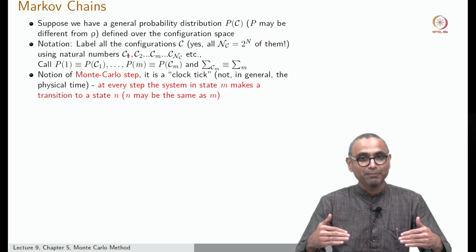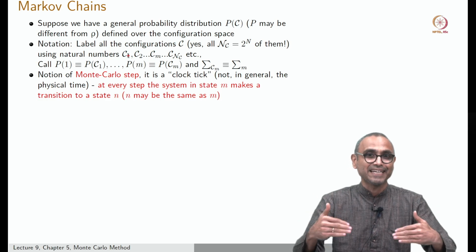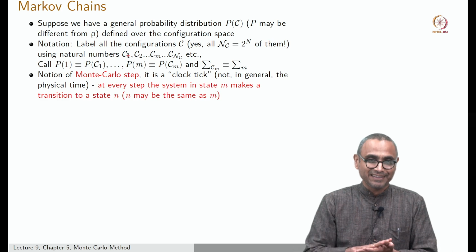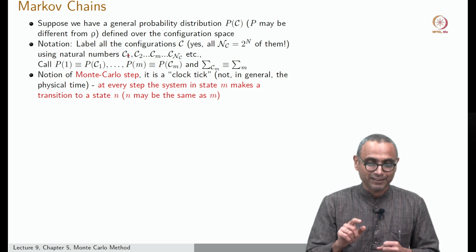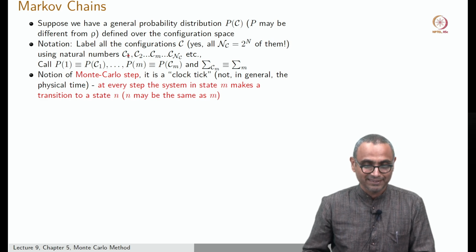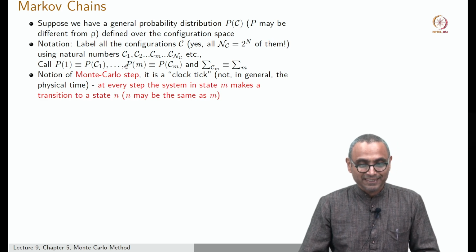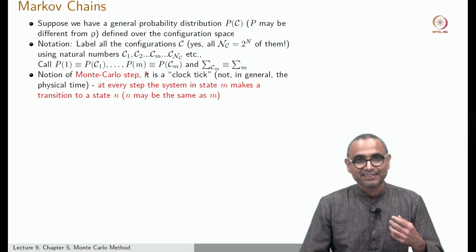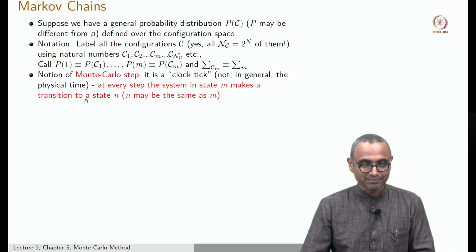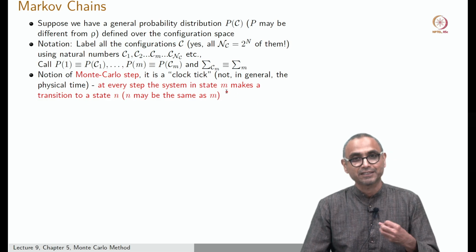This is some walk we are designing into the configuration space, and the rule is that every time I have a hit or the clock ticks, I have to make a jump to another configuration. So the idea is that at every tick, the system will make some kind of transition from one state to the other. So this is what I call make transition from M to N.